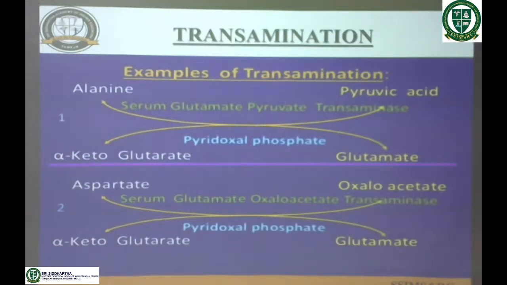That forms alpha ketoglutarate, and glutamate is an end product, in the presence of a pyridoxal phosphate molecule. Now one more enzyme is serum glutamate oxaloacetate transaminase. This enzyme helps in the transfer of an amino group from aspartate to oxaloacetate, forming the end products alpha ketoglutarate and glutamate in the presence of pyridoxal phosphate. Okay, these are the reactions. Both the AST and ALT enzymes are involved in the transamination reaction.